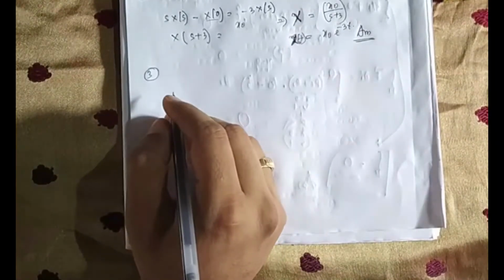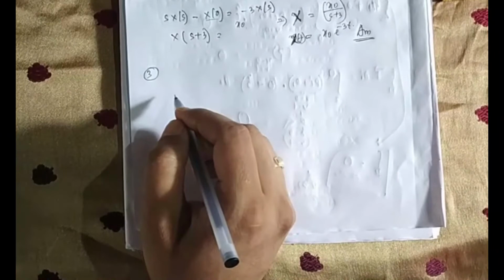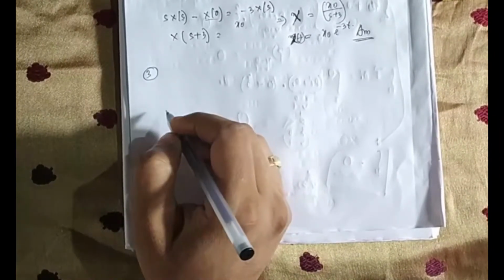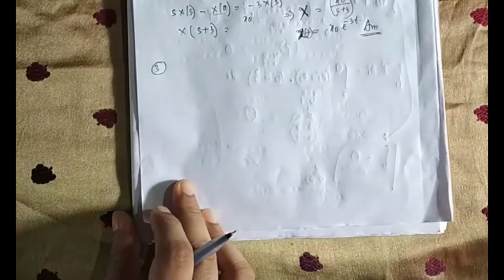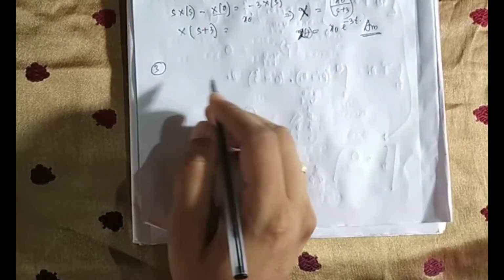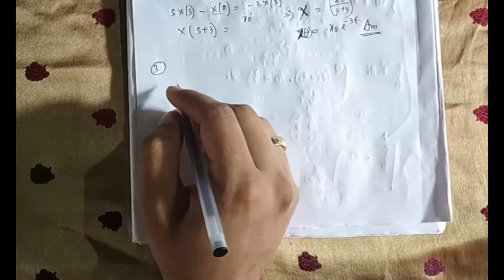Now they have asked you to find trapezoidal rule. We will see trapezoidal rule in numerical methods if questions are there. But in differential equation we are not going to that. They are not checking whether you are doing trapezoidal rule or not. Just solve it. Whatever solution method you use, that will be okay for you.